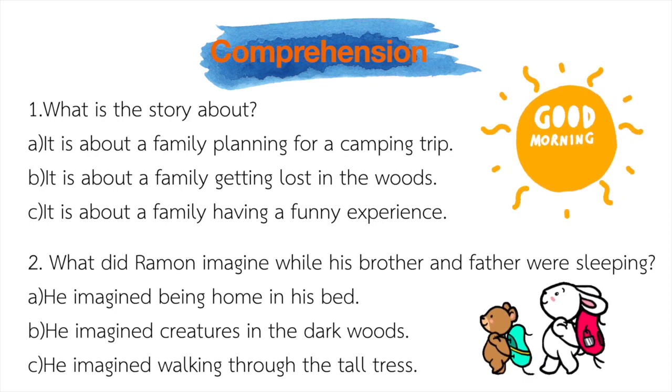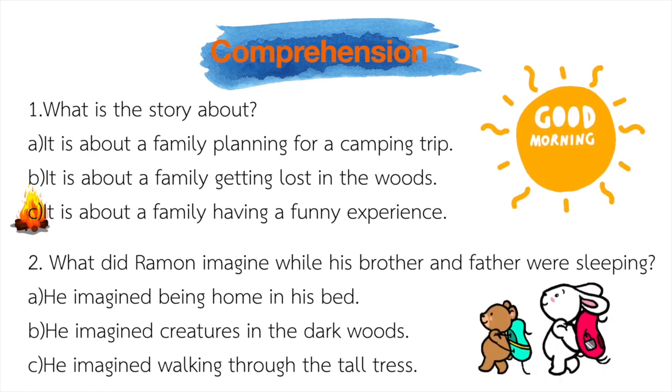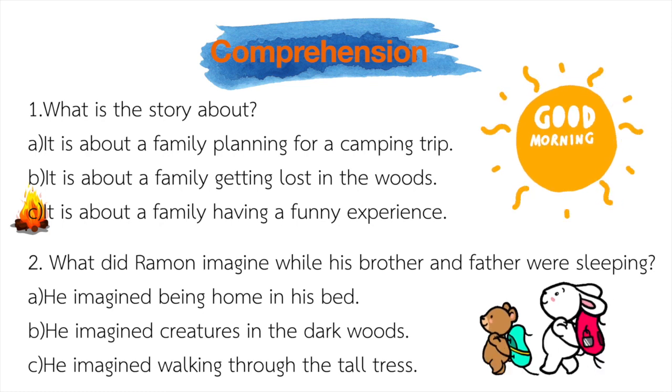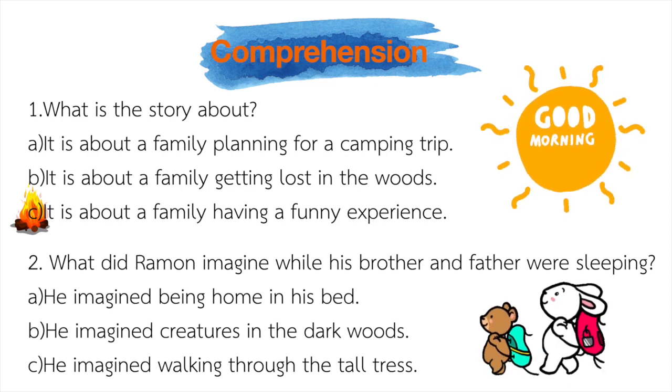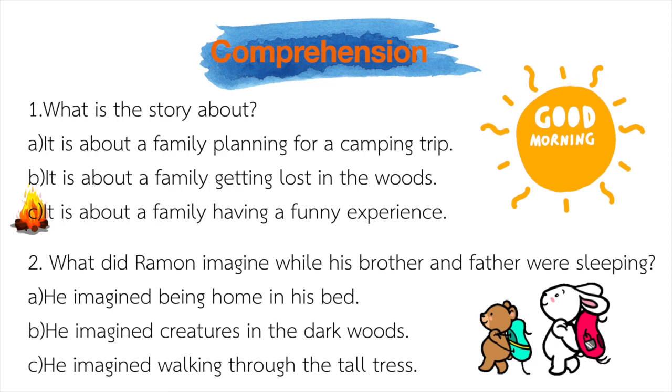The answer is C. Number 2. What did Raymond imagine while his brother and father were sleeping? A. He imagined being home in his bed. B. He imagined creatures in the dark woods. C. He imagined walking through the tall trees. The answer is B.